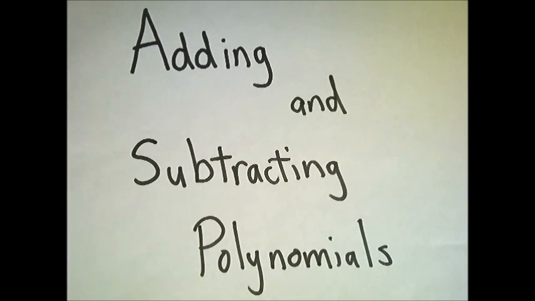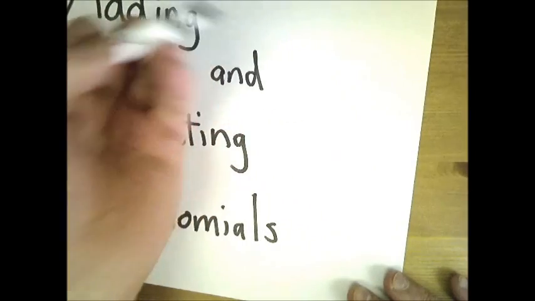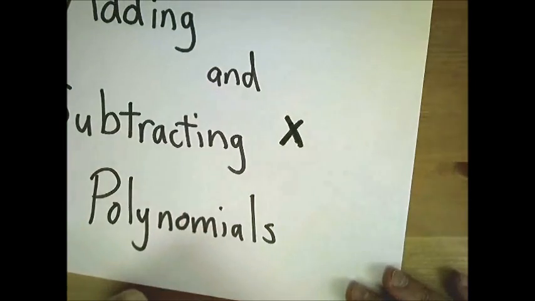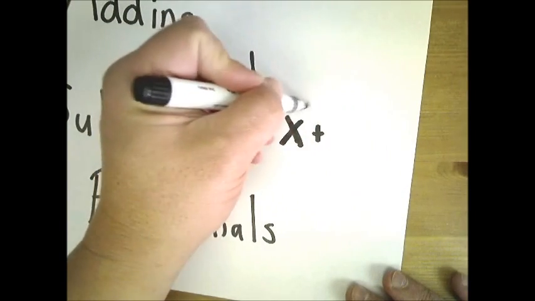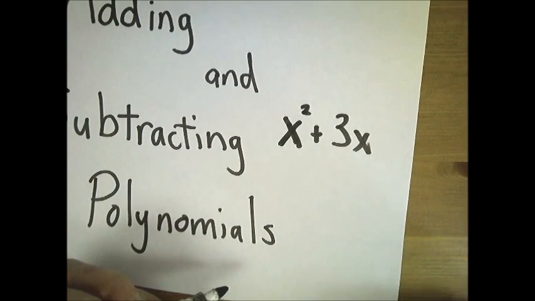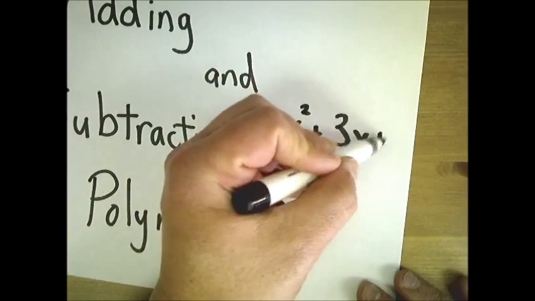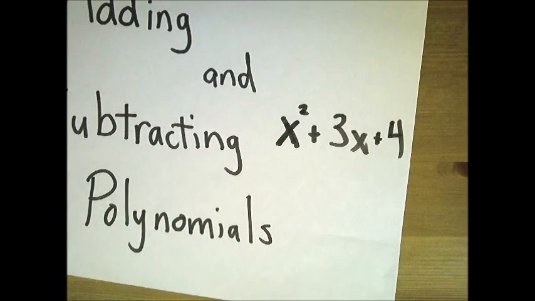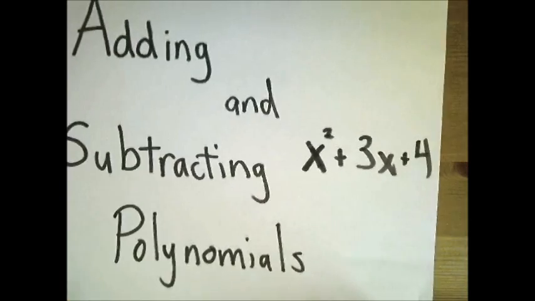Polynomials are algebraic expressions that have more than one term. Poly means more than one, but this is a monomial. If I add another term to it, it would be a binomial. And the more I go, this is a trinomial, and on and on and on. But today we're going to talk about adding and subtracting those.